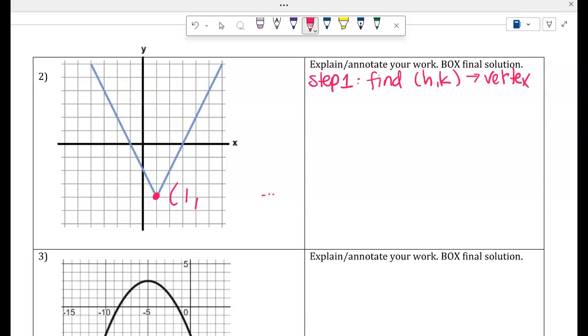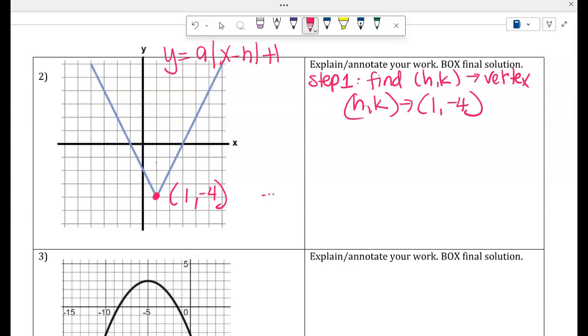1 comma 1, 2, 3, 4, -4. Okay, so that's your vertex. So for us, h comma k is going to be 1 comma -4. Now keep in mind that your absolute value is going to be y equals a times the absolute value x minus h, close it, plus k.